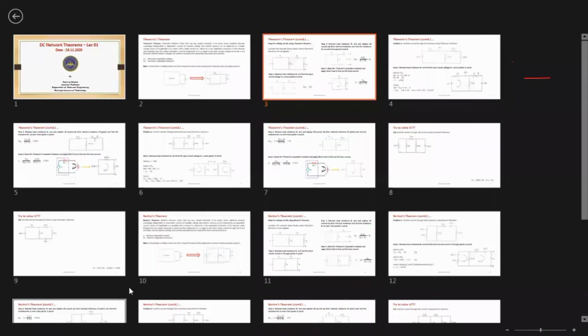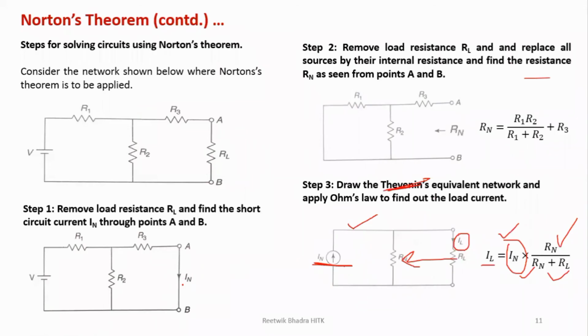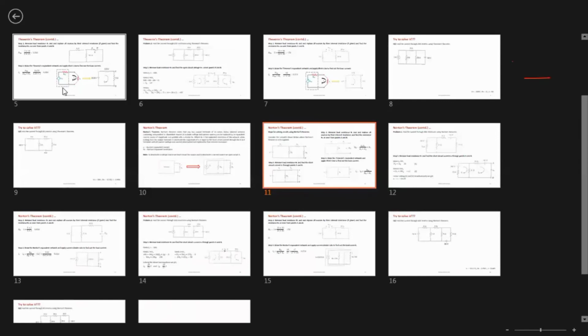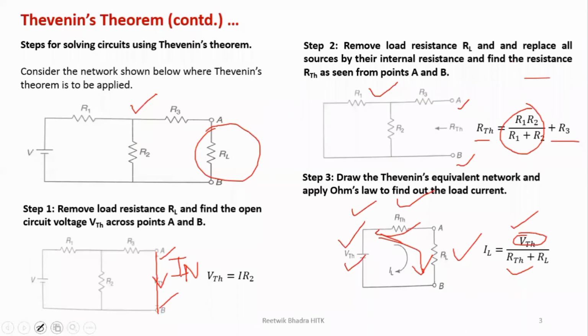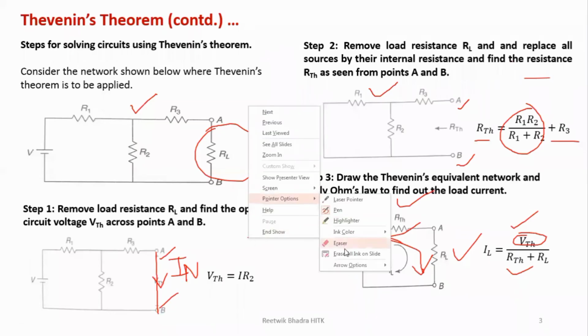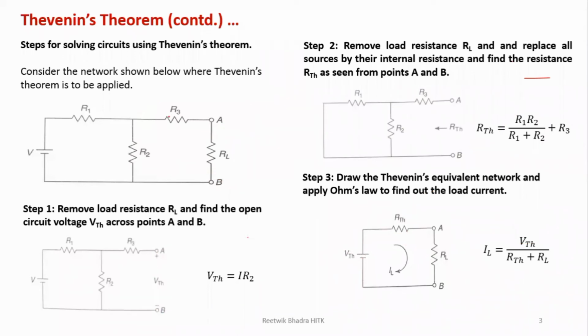So I'll go to the slide now and you can look into it. Now IN is flowing through it. Yeah, first step. I'm just trying to make a comparison, and you can look into the figure over here. Over here what we were doing is open circuiting the load terminal, which is this one, and finding out the open circuit voltage, because in open circuit the current is 0.